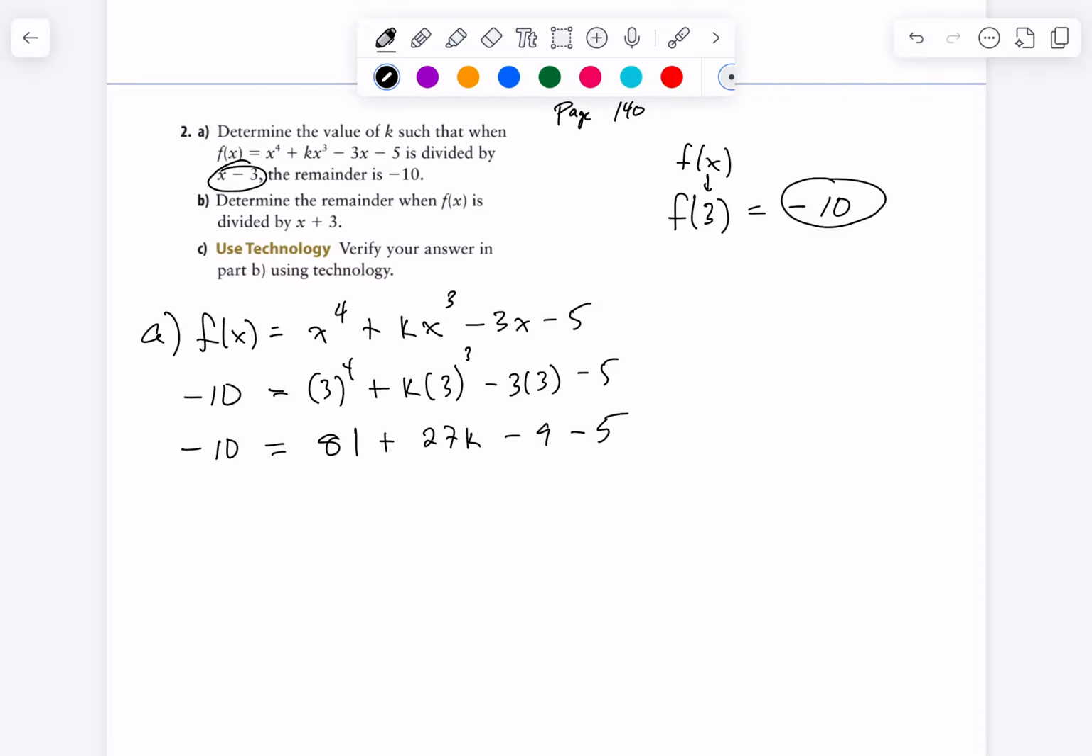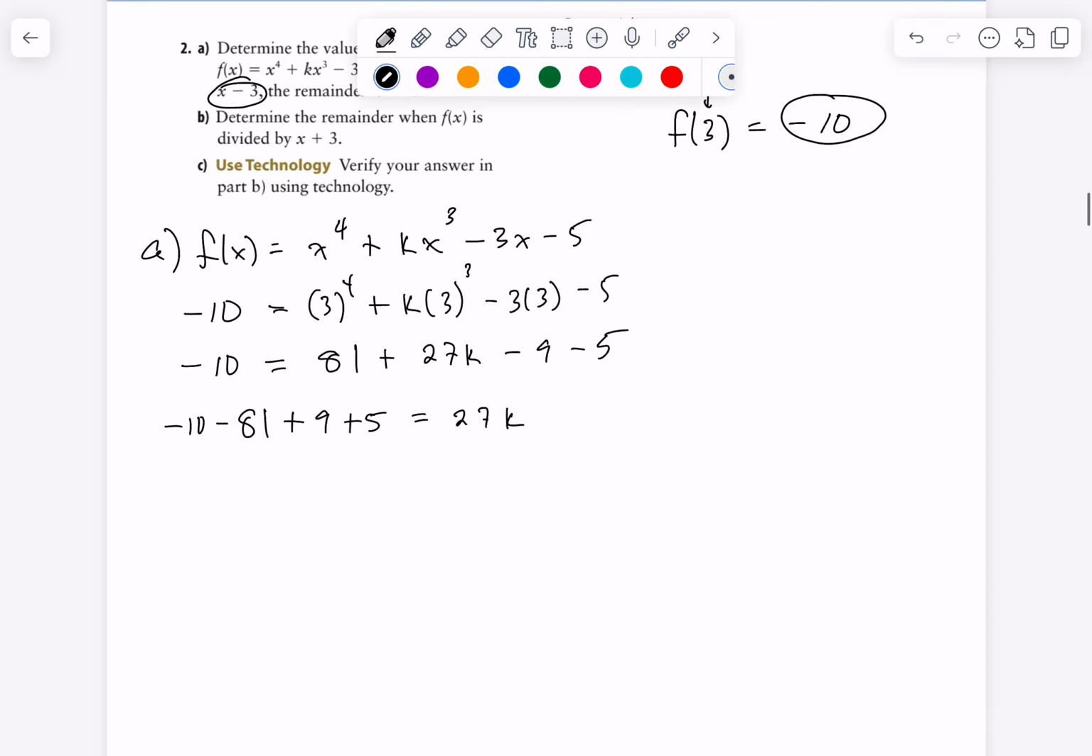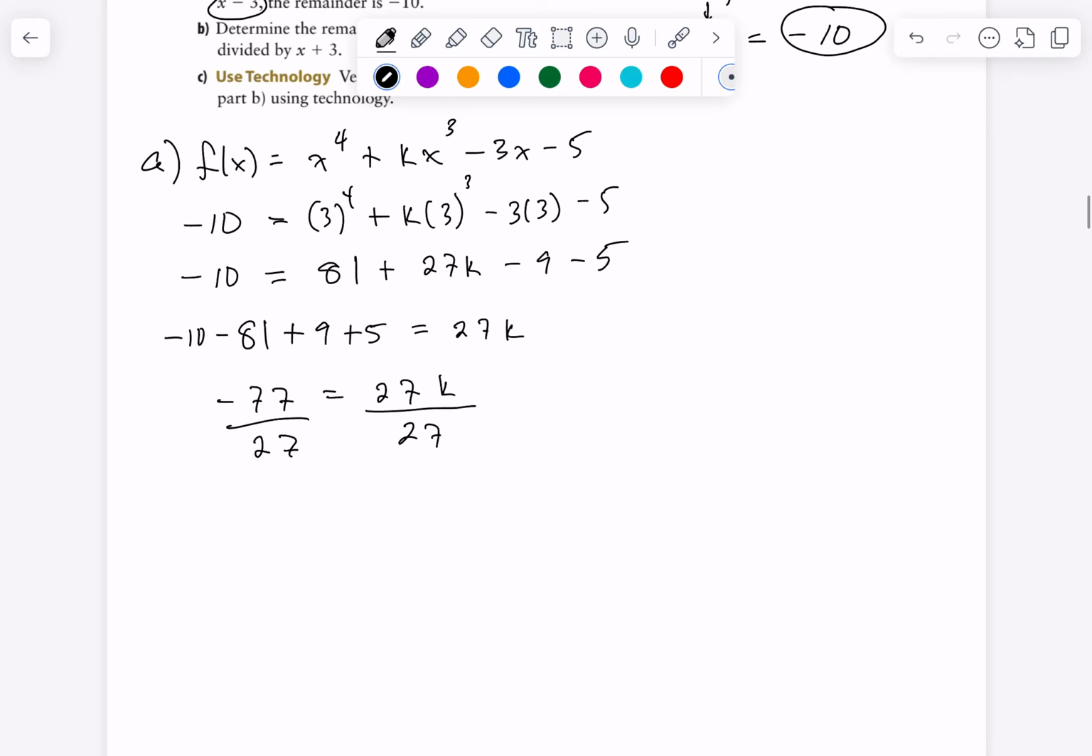So if I do the subtractions, okay, we're going to get -10 take away 81 plus 9 plus 5 is going to equal 27k. And you're going to see that we get -77 is equal to 27k. Divide both sides by 27. And there's your k value, as ugly as it is.